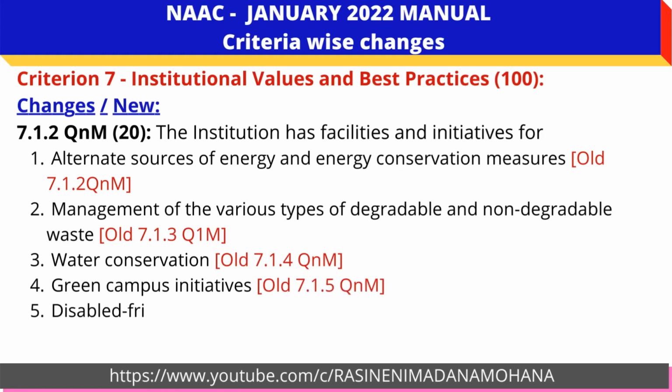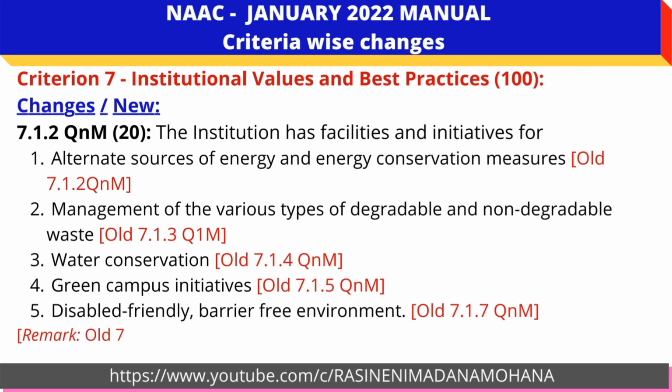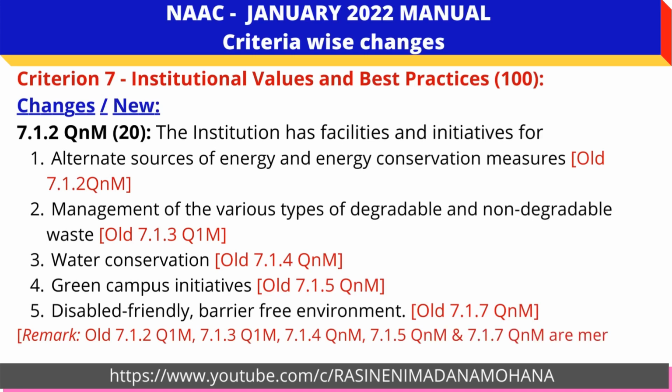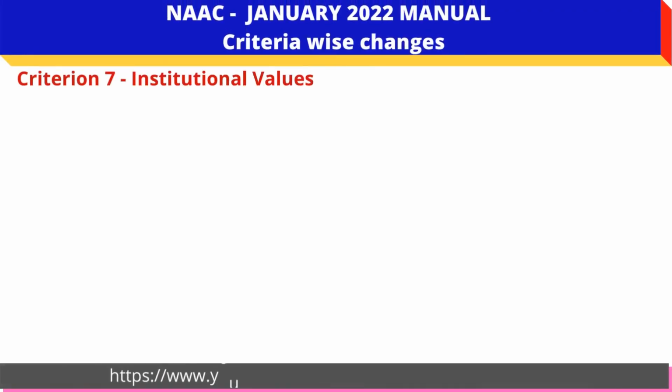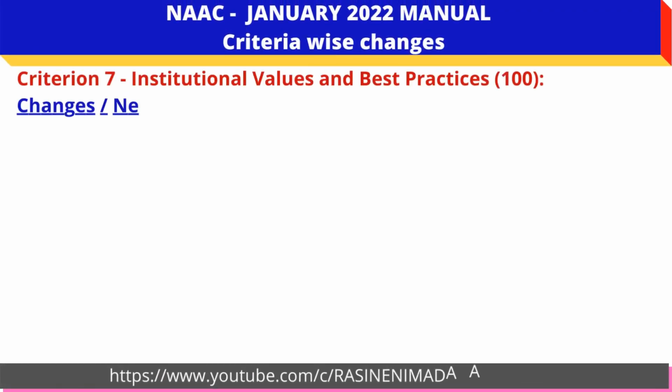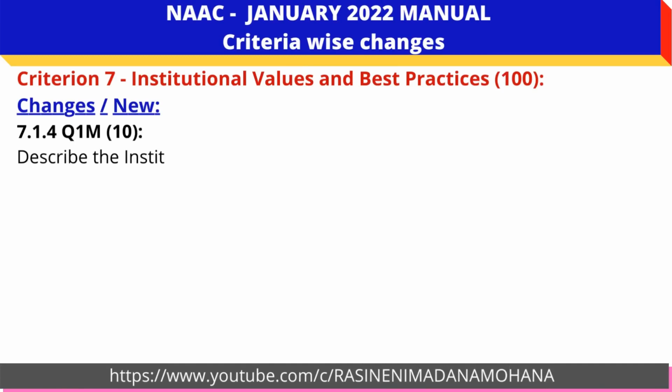Then green campus initiatives, earlier this was a separate metric, 7.1.5 quantitative, that is measured with this one. Now disabled-friendly barrier-free environment, that is facilities for physically challenged students like lifts, ramps, physically challenged toilets, scribes for exams, etc. That separate metric is measured here. Now finally, so 1, 2, 3, 4, 5. Five metrics are combined with this one. Then all the metrics' weightages are combined, that is total 20. That is 7.1.2.